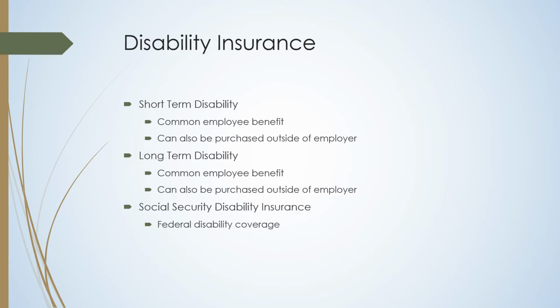And then the final form of disability insurance is Social Security disability insurance, which is a federal disability coverage. In order to be eligible for Social Security disability insurance, which is commonly known as SSDI, you have to meet certain criteria. One of the criteria is that you have to have put in enough credit, so you have to make sure you have enough work credit. And also, your condition has to be expected to last more than 1 year or result in death.